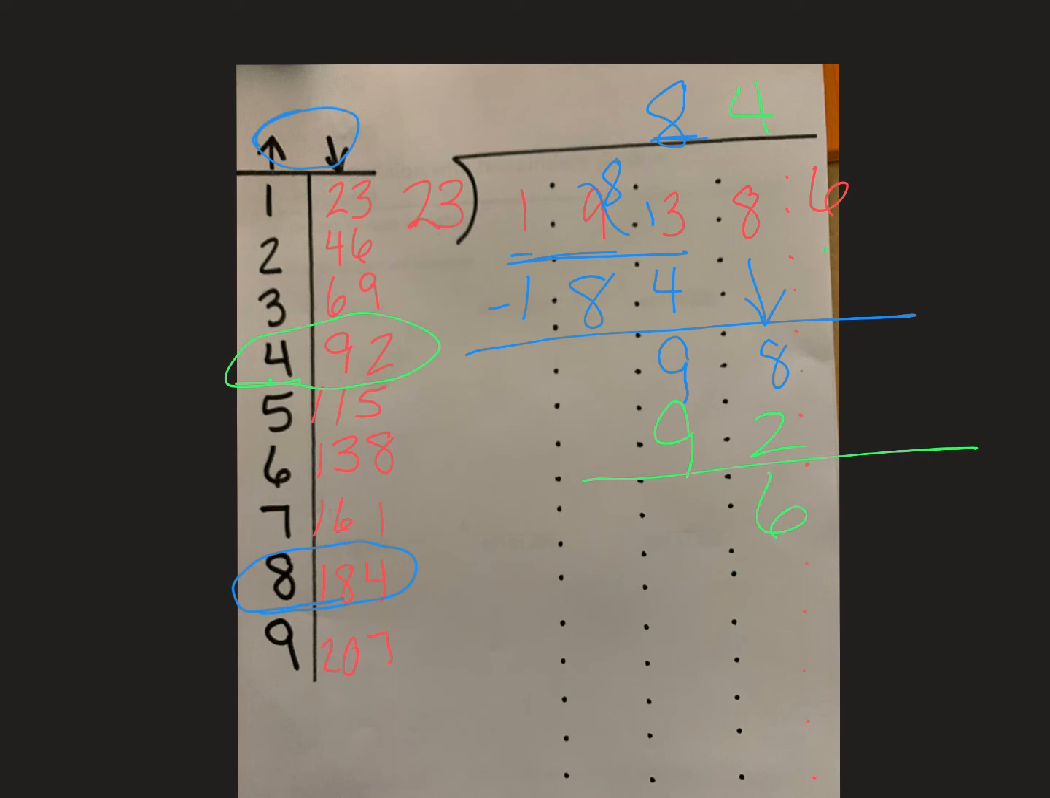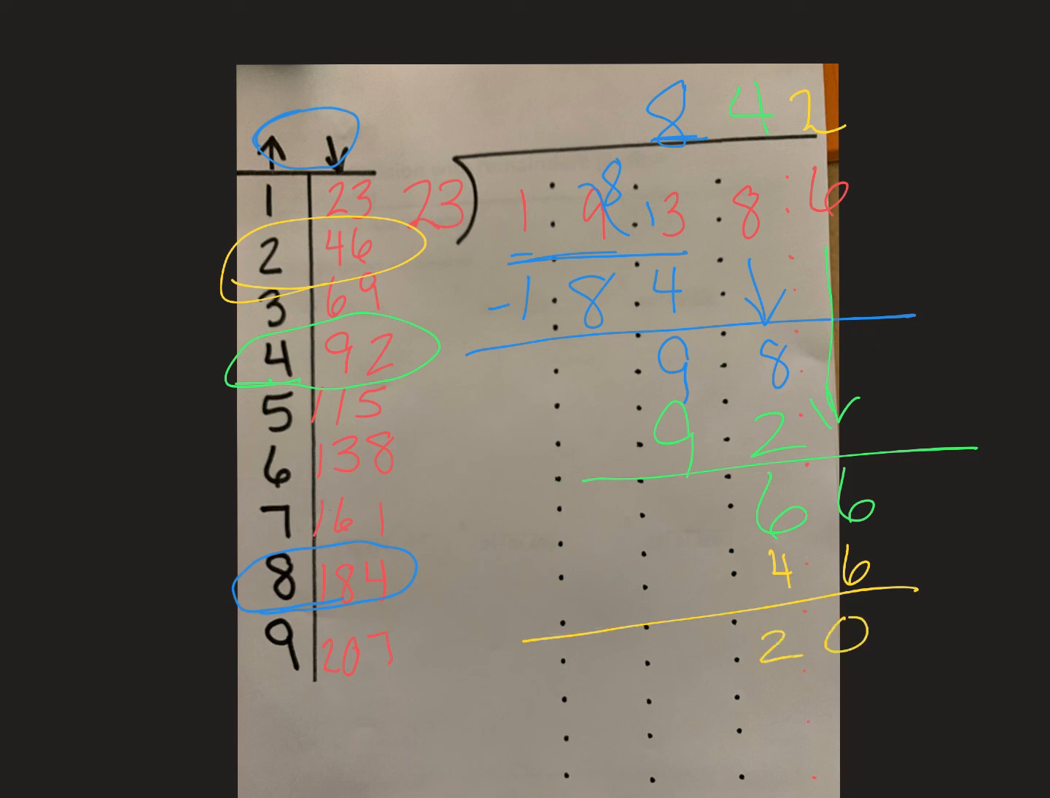Bring down my next number is 66. How close can I get to 66? The closest I'm going to be able to get to 66 is 46. So I'm going to put a 2 up top. I'm getting 46, which means I have 20 as my remainder.